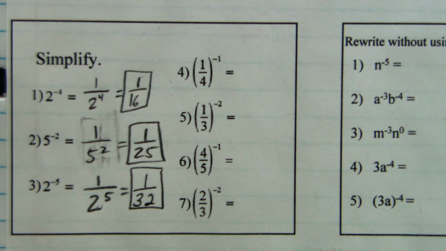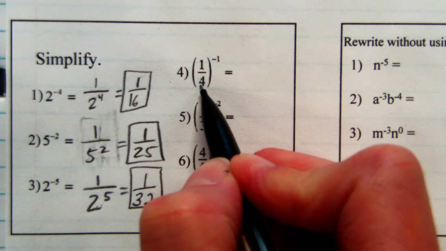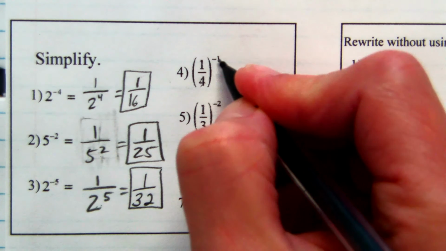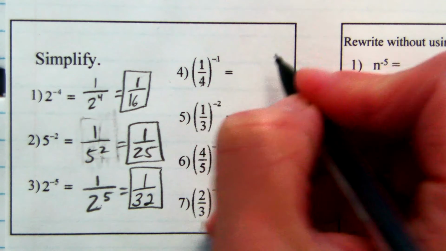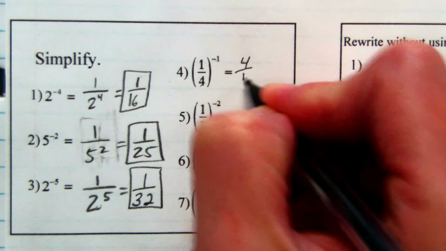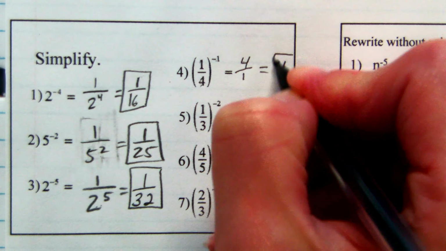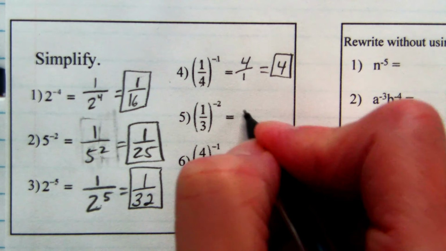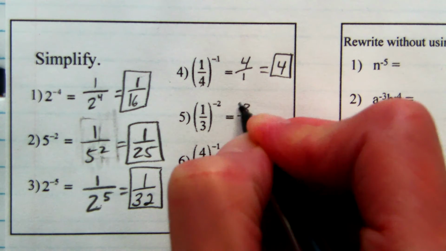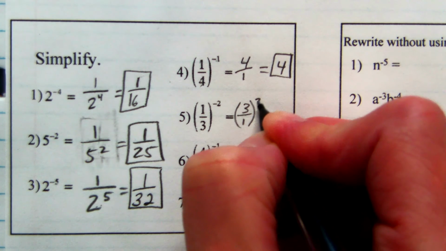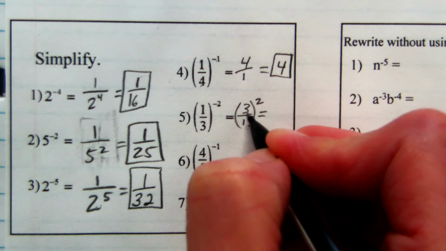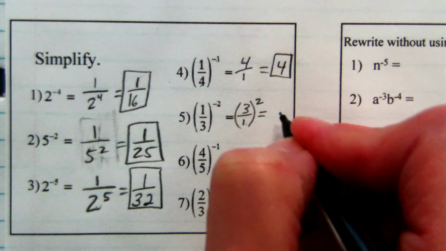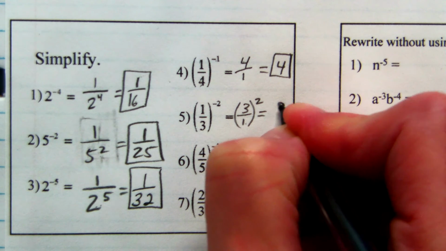All right, so now we're going to look at what if you have a base that is a fraction. So this negative 1 basically flips this over and makes it 4 over 1, which is just 4, because it's reciprocal. And so for this one, it's going to be reciprocal, so 3 over 1, and then I'm going to square it. So basically, this is 3 squared. 3 times 3 is 9.